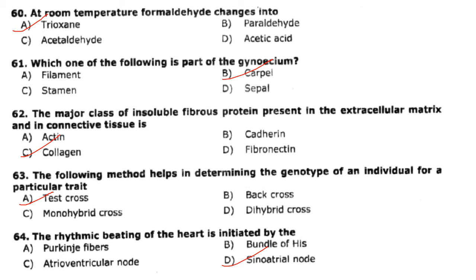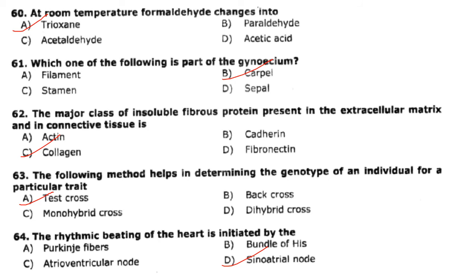The next one. At room temperature, formaldehyde changes into trioxane. Answer is option A. Which one of the following is part of the gynoecium? Filament, stamen, carpel, sepal. So it is carpel that is part of the gynoecium. The major class of insoluble fibrous protein present in the extracellular matrix and in connective tissue is called collagen. Answer is option C. The following method helps in determining the genotype of an individual for a particular trait. So it is test cross that helps in determining the genotype.